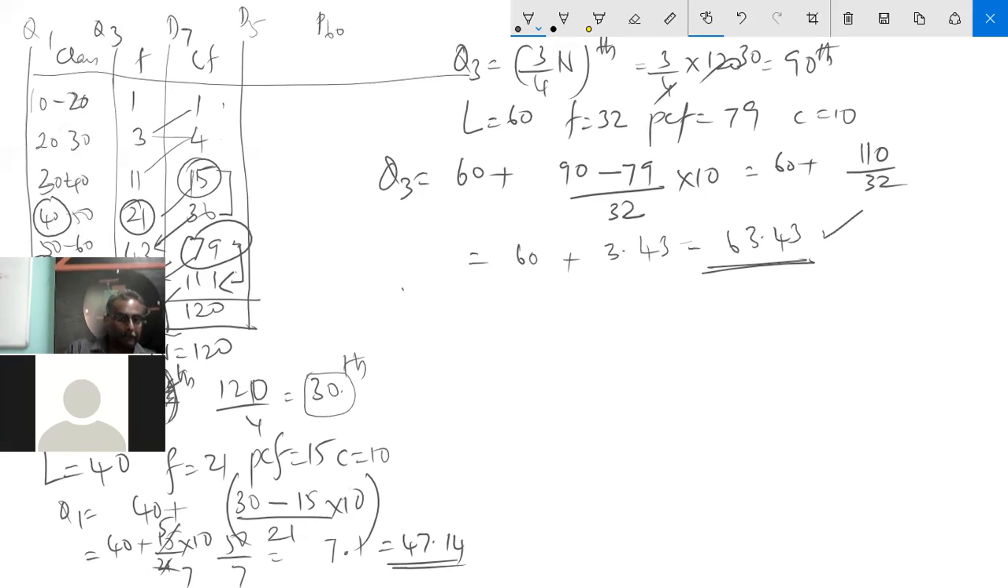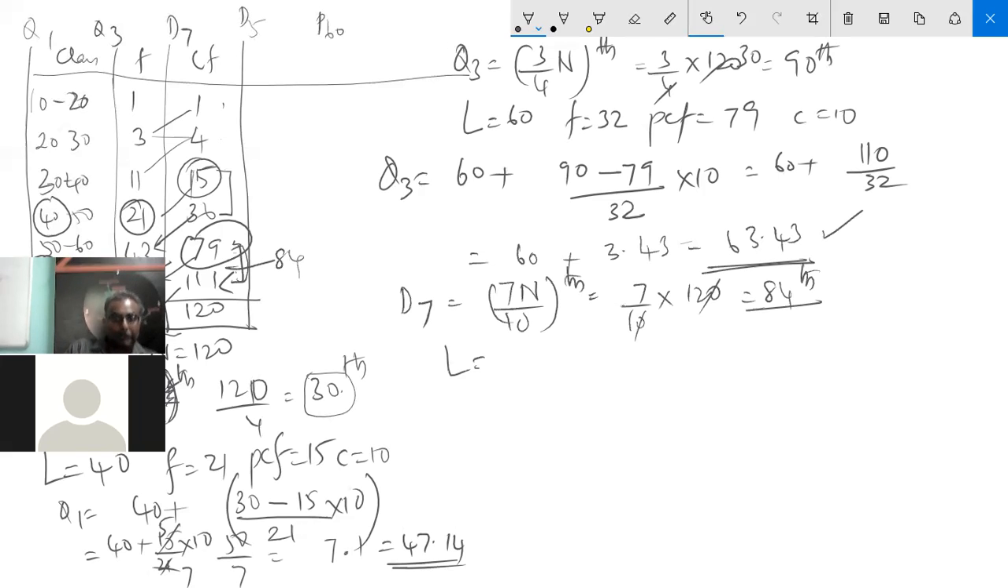Then the seventh decile, D7. How to find D7? 7 by 10 nth value. How much is that? 7 by 10 into n, n is 120. It is the 84th value. What is the 84th value? Again coming in this class. So L is equal to 60, F is equal to 32.